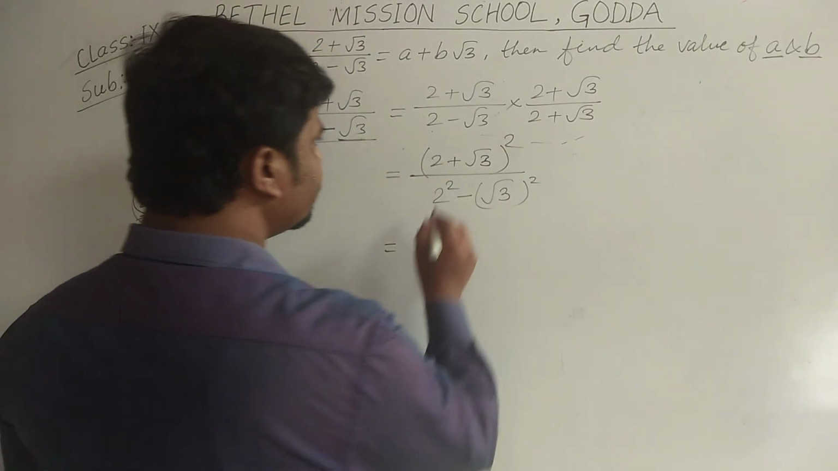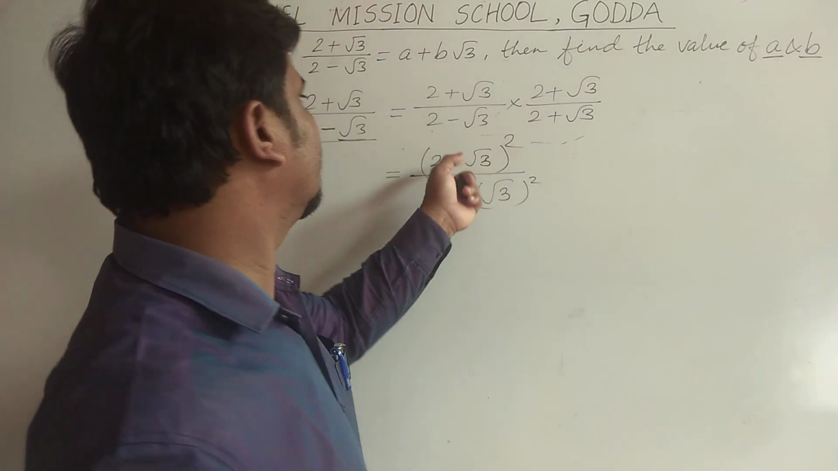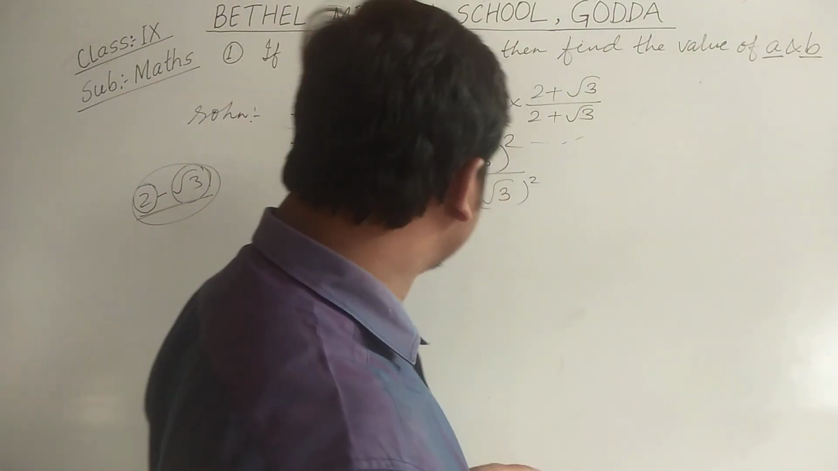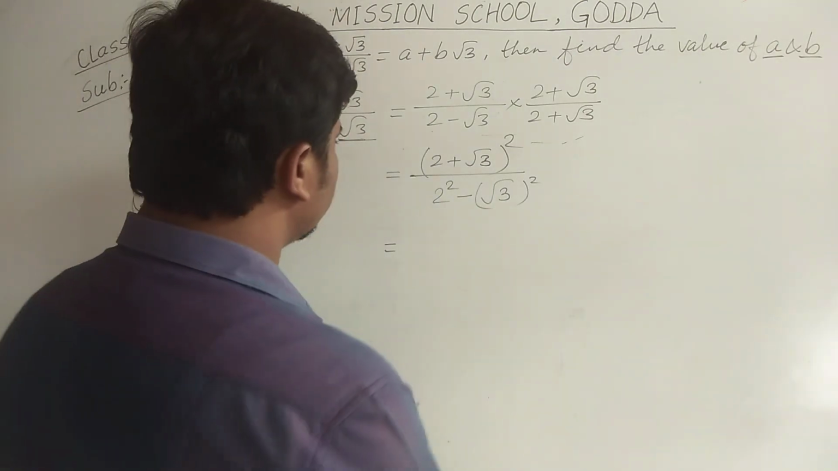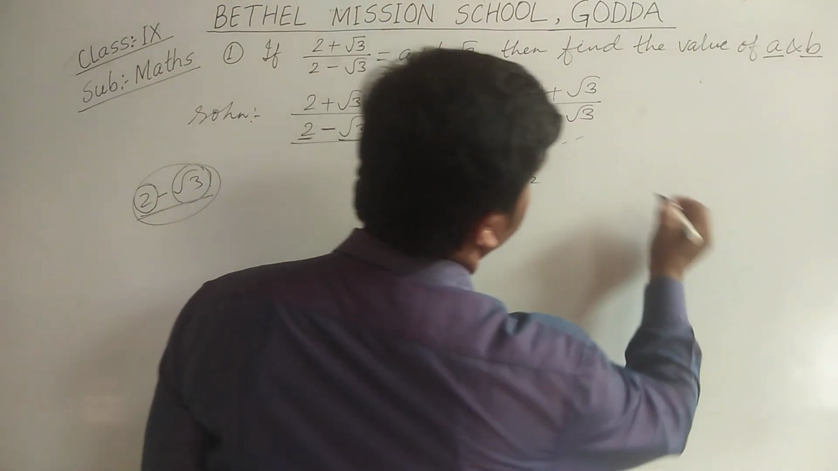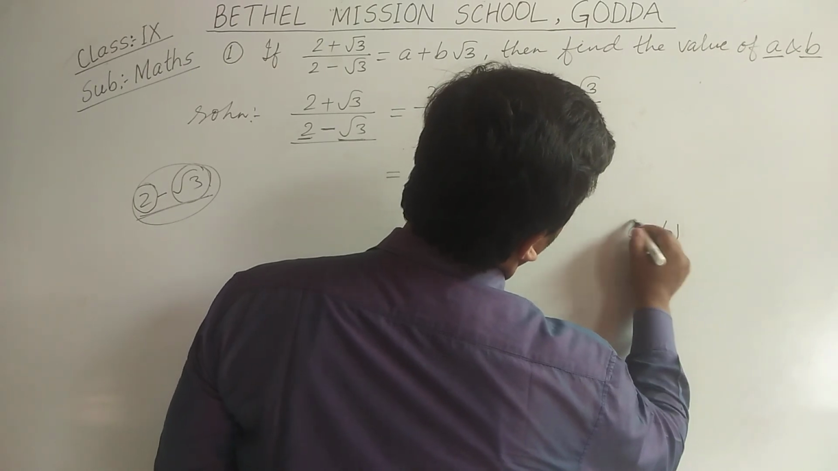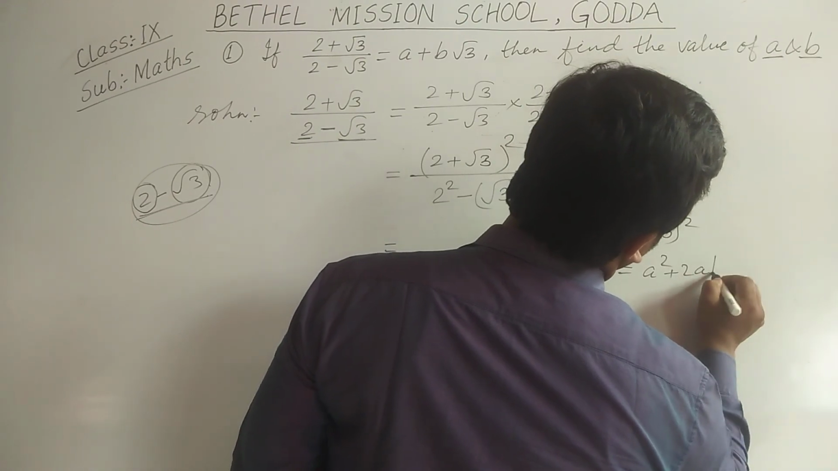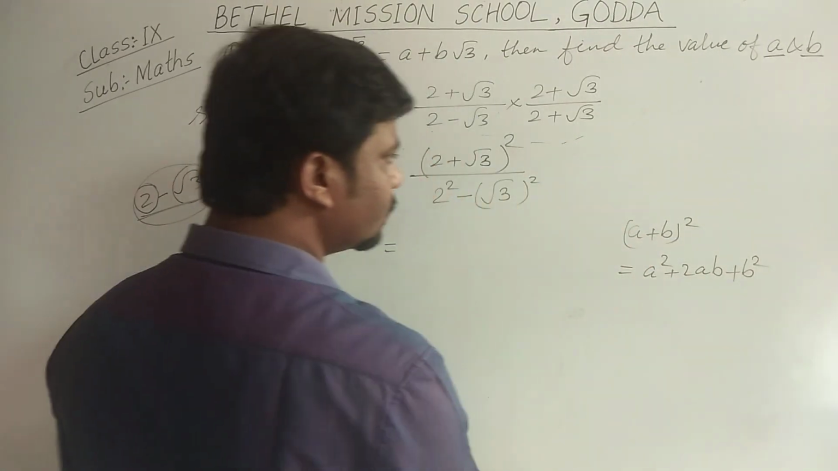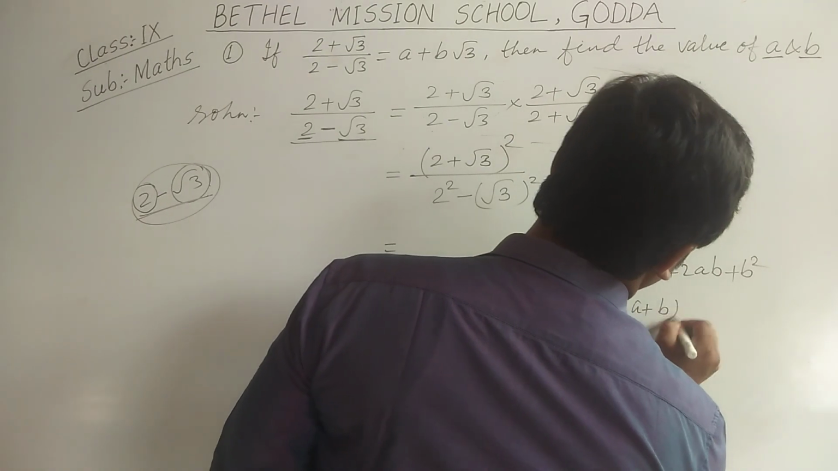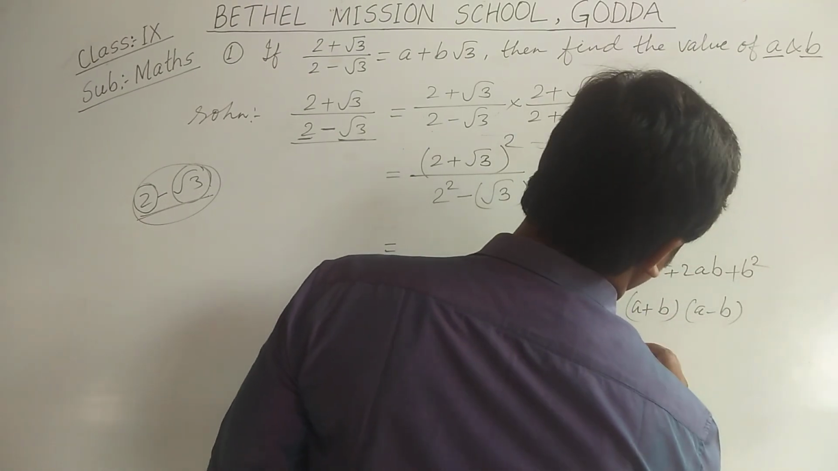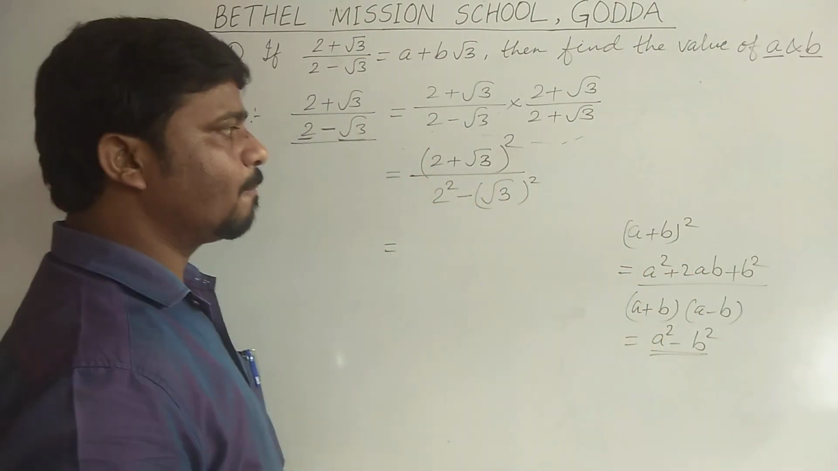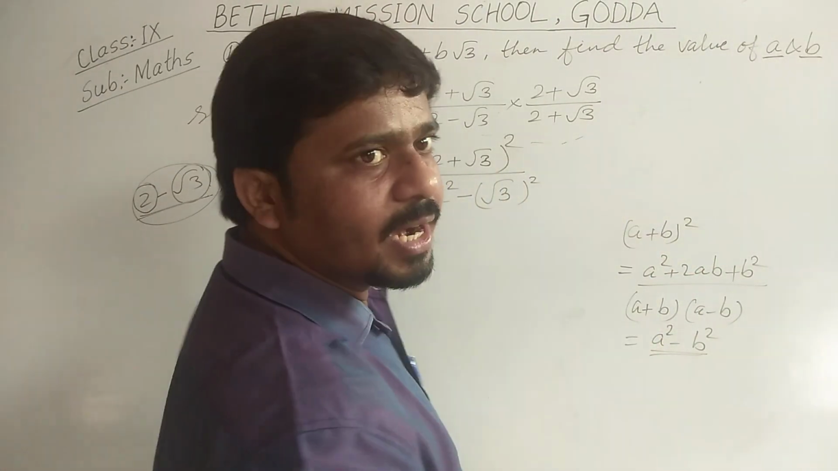Now we will write the property of a plus b whole square. What should you know? What is the property of a plus b whole square? You know that a plus b whole square is a square plus 2ab plus b square. And the property of a plus b into a minus b is a square minus b square. You have to know these properties, and these are also called algebraic identities.